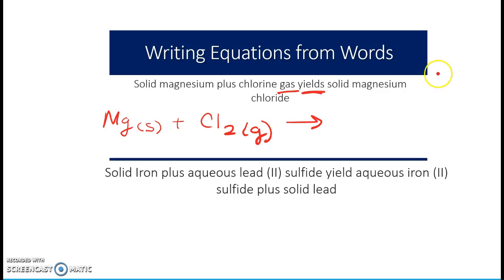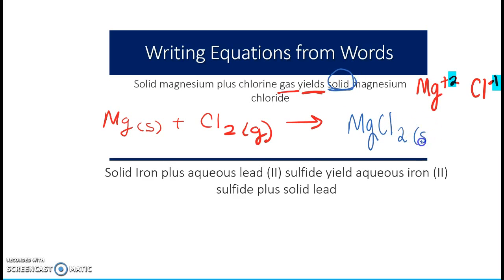It yields magnesium chloride. Now in this unit, you might need to go back to the bonding unit and relearn how to create ionic compounds from the name. So here we have magnesium chloride. We're going to use the crisscross method. Magnesium has a +2 charge, chlorine is -1. So crisscross those 2 charges, and you get the formula MgCl2. And you're told that this is a solid, so you'll have a lowercase s.